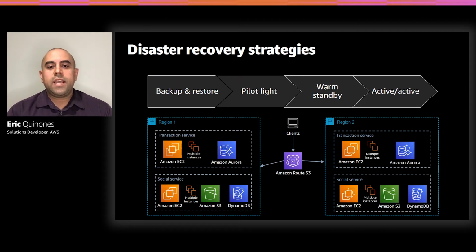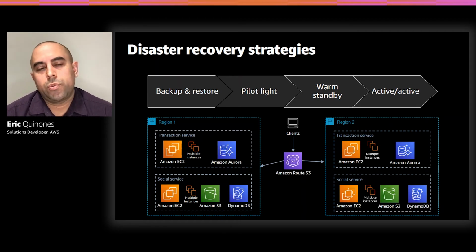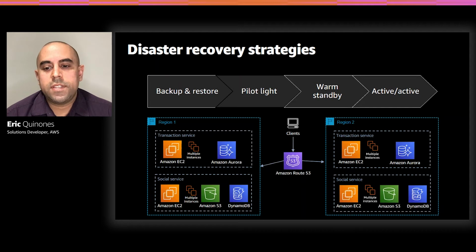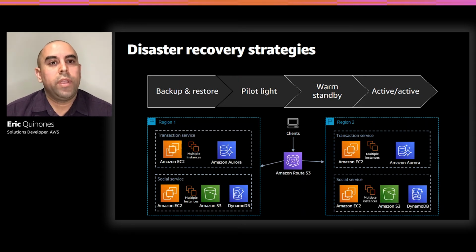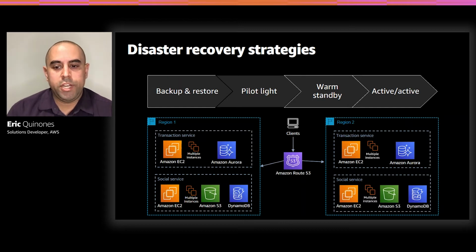So here you can see as we move from left to right, from backup and restore over to active-active, I'm increasing the complexity because I'm adding more resources in my secondary region. There is added complexity to deploying infrastructure across multiple regions. I'm incurring more cost because I'm having resources running in the secondary region.